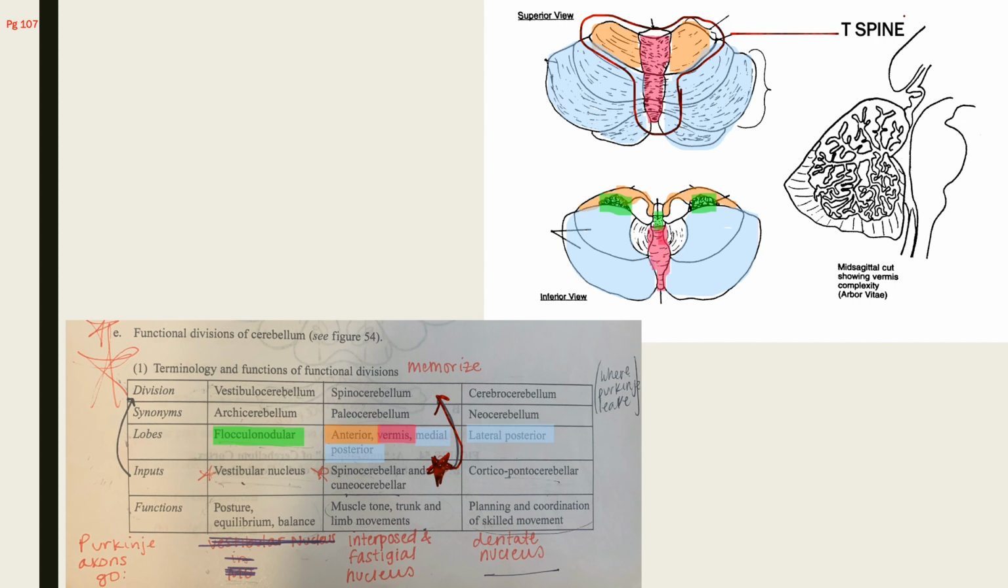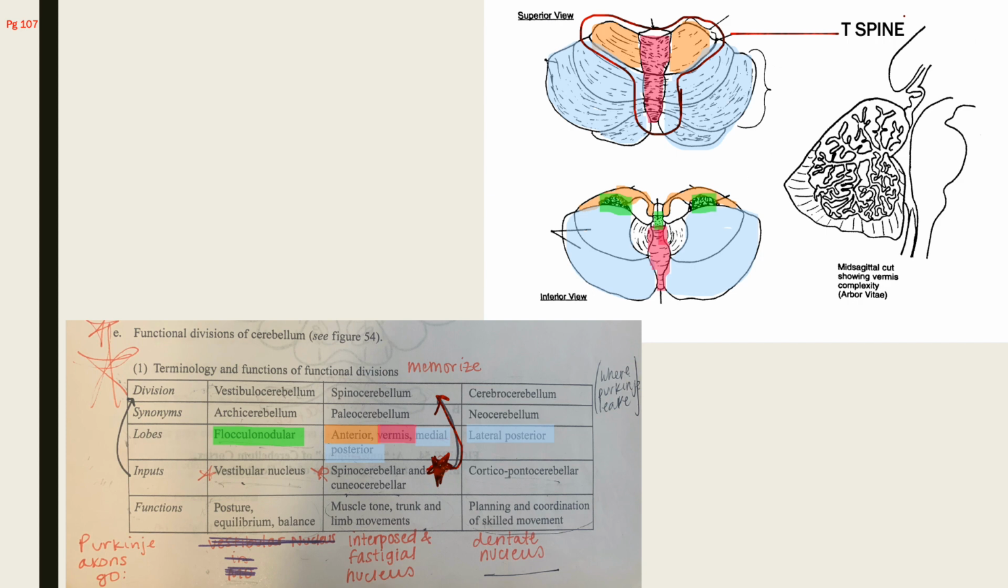So if you look at what it's covering, it's got the orange anterior lobe, it's got the medial vermis, and then it extends out a little bit just to include the medial posterior lobe. So if you remember to think of the T-spine around it, and you know what this diagram looks like, then that gives away the lobes that are a part of the spinocerebellum functional division, or where the spinocerebellum functional division is at. So that's a good way to remember that.